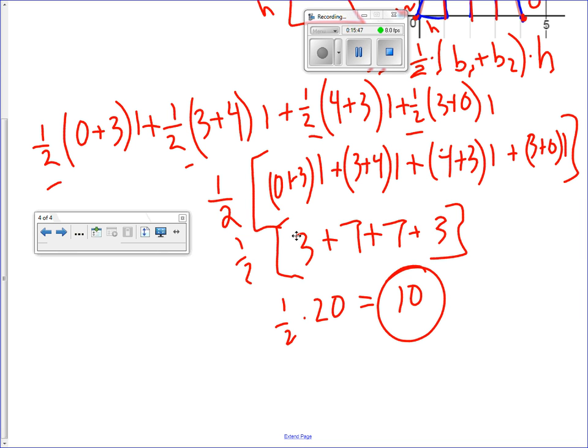So those are your 4 different methods for estimating the area under a curve. And that'll be the end of these notes.